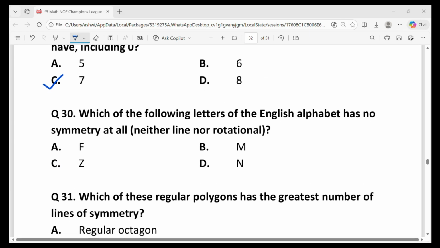Question 30. Which of the following letters of the English alphabet has no symmetry at all? The answer is F. The letter F has no line of symmetry. It cannot be folded so both halves match, and it does not have rotational symmetry, as it does not look the same after a rotation of less than 360 degrees.